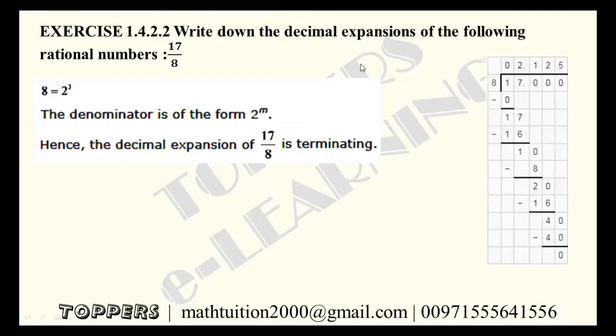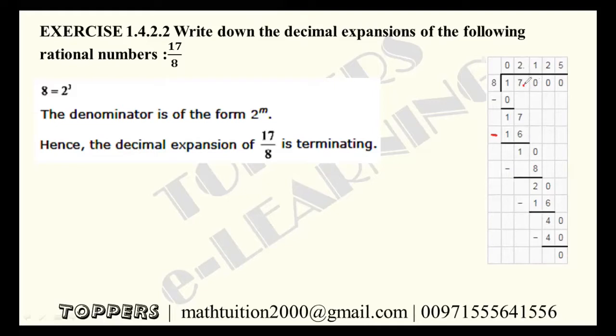Let us see. 17, we are dividing it by 8. How many times 8 in 17? 2 times. 2 8s are 16, right? Now subtract 17 minus 16, we'll get 1. So bring this.